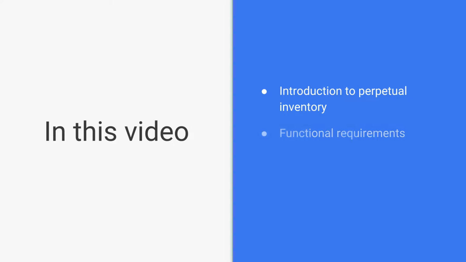In this video, we're going to cover the definition of what a perpetual inventory system is and the differences between it and a periodic inventory system. We'll talk about the functional requirements of such a system. And finally, we'll look at some of the resources that we'll be using. And I'm using resources here in the RESTful sense from a REST API design perspective.